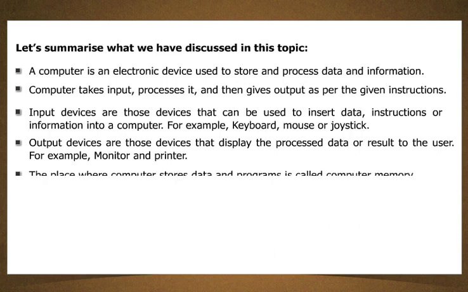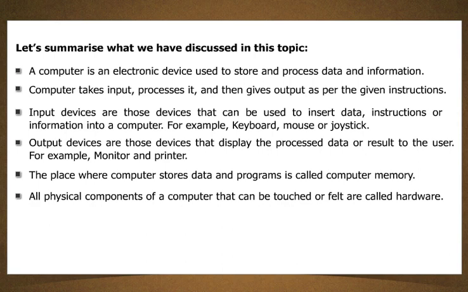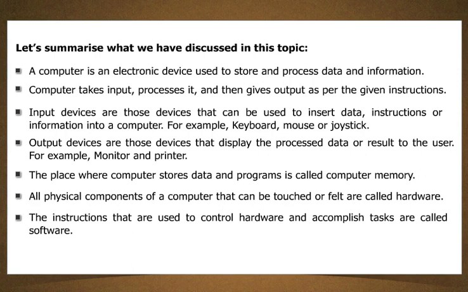The place where a computer stores data and programs is called computer memory. All physical components of a computer that can be touched or felt are called hardware. The instructions that are used to control hardware and accomplish tasks are called software.